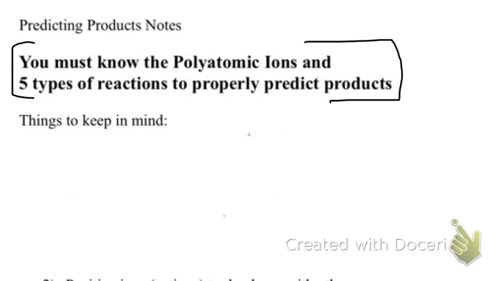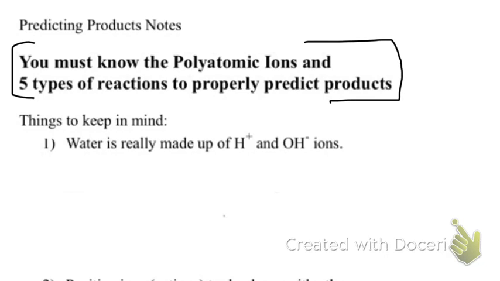So, step 1 in predicting products, you've got to keep in mind that water is really made up of H plus and OH minus ions. So water is really made up of H plus and OH minus. So when you see water in a reaction, what you really want to do is rewrite it or think of it as H plus and OH minus bonded together.